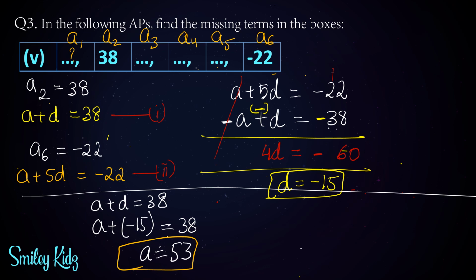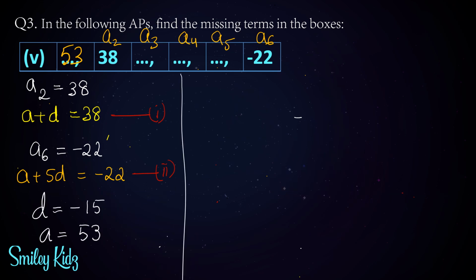The value of A turns out to be 53. That means the value of A1 over here is equal to 53. Now when you know the value of A, that is the first term, and when you know the common difference, isn't it far easier for us to find the next terms?